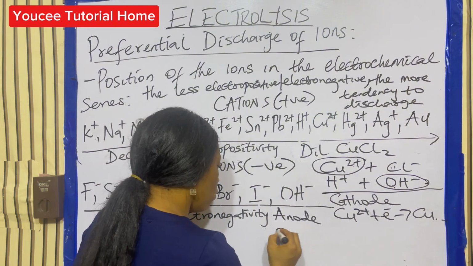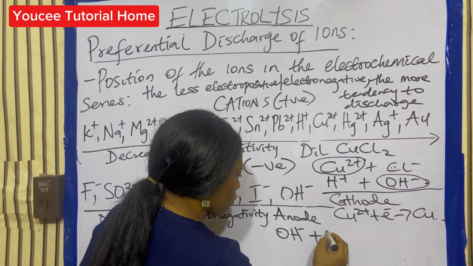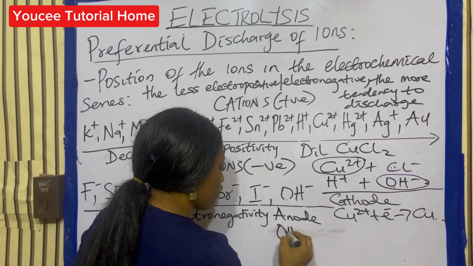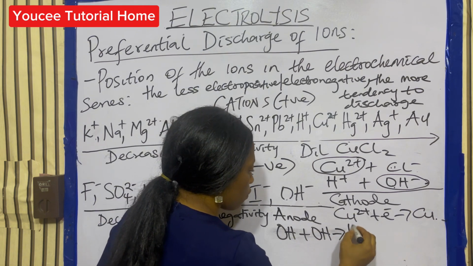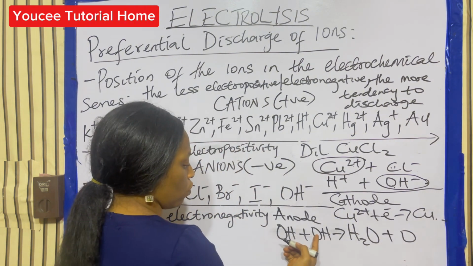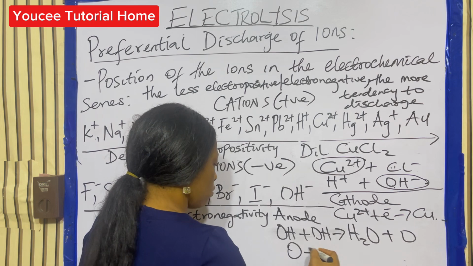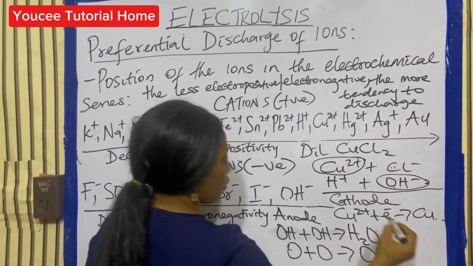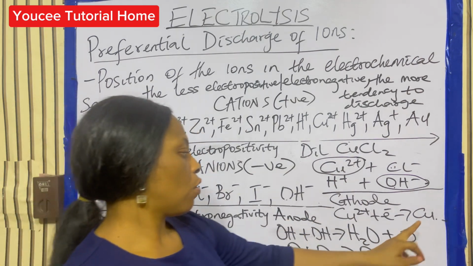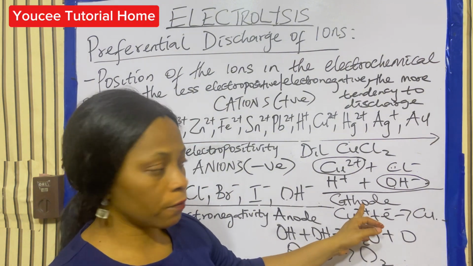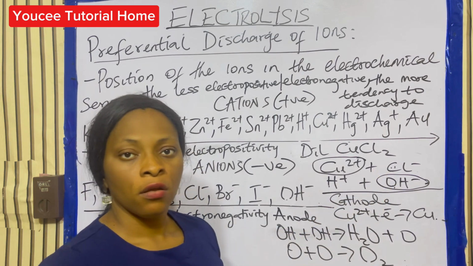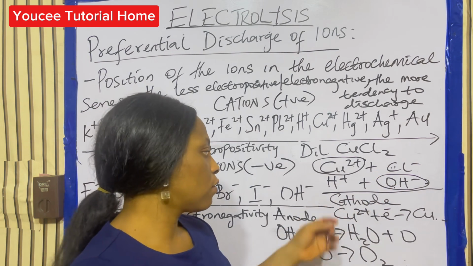So you have OH minus plus OH. OH plus OH will give us what? H2O plus what? Plus O. H2O plus O. So this O plus O will give us what? Oxygen gas. So oxygen will be deposited at the anode, copper will be deposited at the cathode. And then at the end of the day, what do you have left? Hydrogen and chlorine.